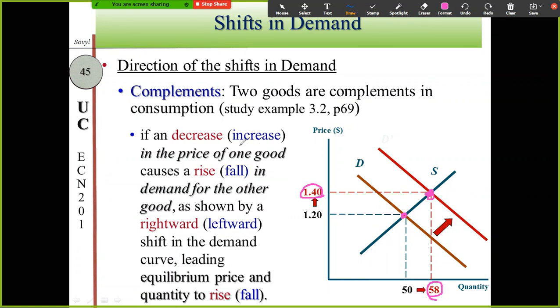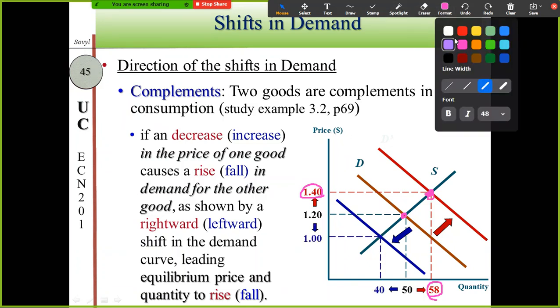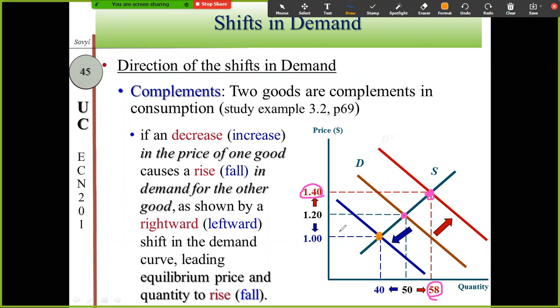If an increase in the price of one good causes a fall in demand for the other good. For example, when the price of gasoline becomes more expensive, consumers will buy less, use less motorbike, buy less motorbike. As a result, a new equilibrium comes. Compared with the old one, motorbike becomes cheaper, and there is less quantity demanded and less quantity supplied in the market of motorbike.